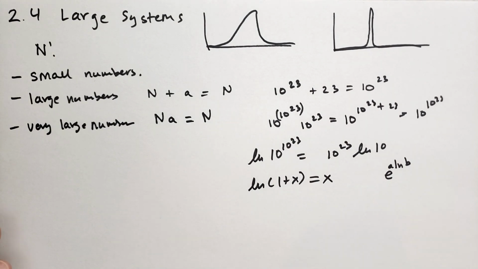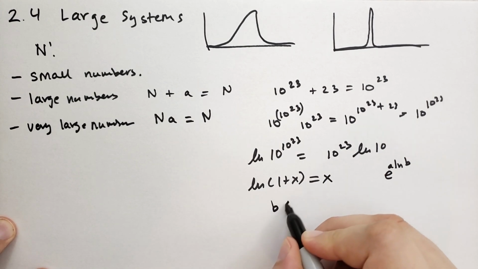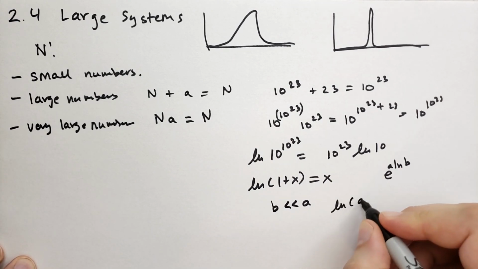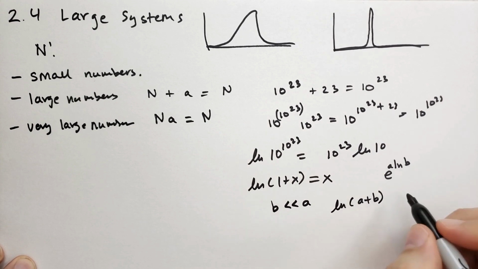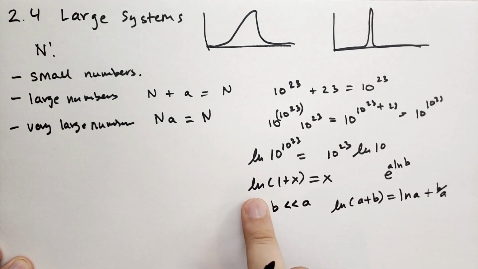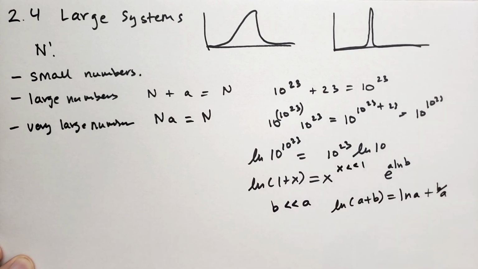And then the other one that they want you to look at in problem 213 section B is if b is a small number compared to a, or if a is a large number compared to b, then the log of a plus b will give you something close to the log of a plus b over a. And you can prove this rather easily using this identity up here. Oh, I'm sorry, this only works when x is much smaller than 1. So when x is a small number, or when 1 looks like a large number compared to x.